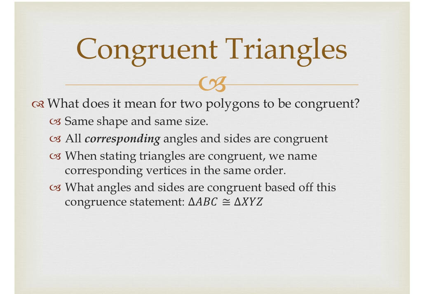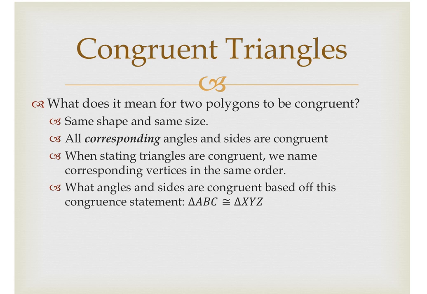So we know what congruent means. Congruent means same size, same shape. So for two polygons, not just triangles, to be congruent, all the corresponding sides and angles have to be congruent. If one of them is even slightly off, then it doesn't work. They have to match exactly.